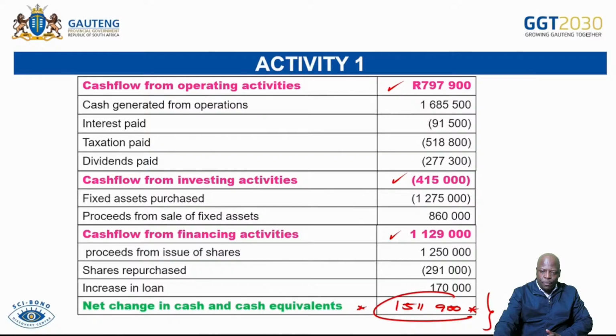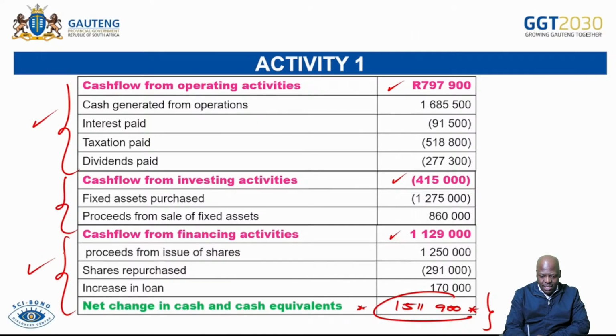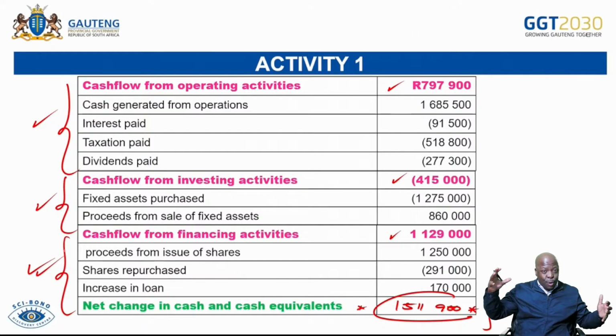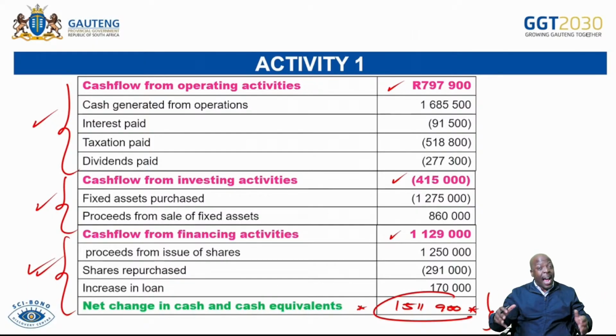They can test you on the entire cash flow statement, or they can test you only on this part, or only on this part, or only on this part. You can be tested on this alone, or that and this. In other words, you can be tested on the entire cash flow. You have to know the entire cash flow, and the examiner can test you on different parts of the cash flow statement. You must be ready to do any part of the cash flow.